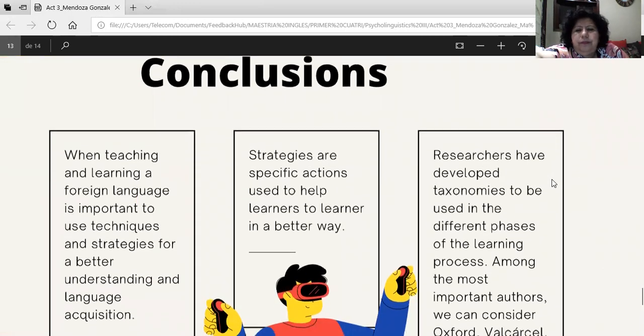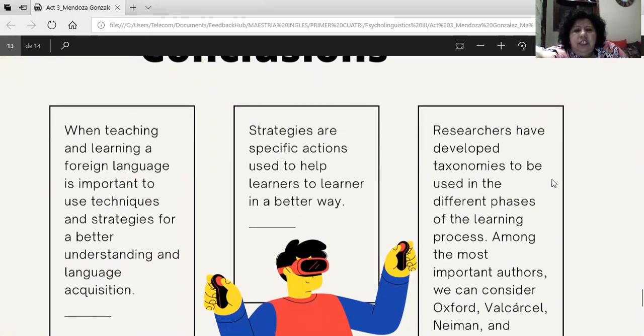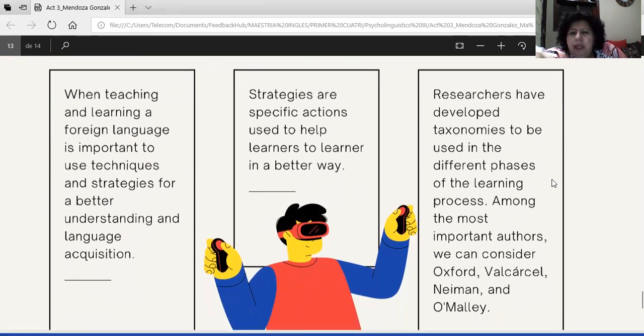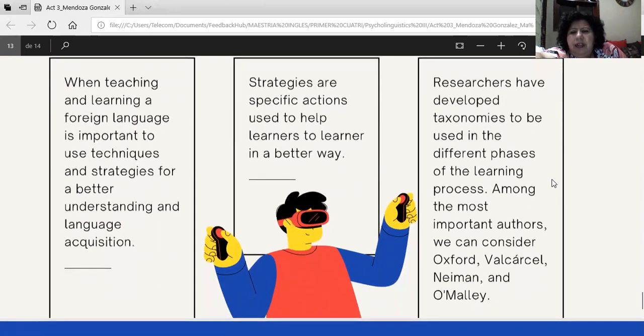Conclusions. When teaching and learning a foreign language, it's important to use techniques and strategies for a better understanding and language acquisition. The strategies are specific actions used to help learners to learn in a better way. Researchers have developed taxonomies to be used in the different phases of the learning process, as we can see in the Oxford and Balcárcel taxonomies. Among the most important authors, we can consider Oxford, Balcárcel, Neyman, and O'Malley.